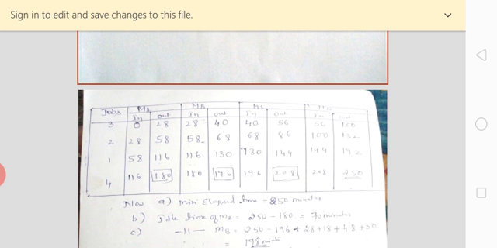Till that time it is waiting. That duration is called idle time for machine D. How much duration is it? 56 minutes. That duration is called idle time for machine D. That will be considered as the starting time for job 3 for receiving the particular job on machine D.